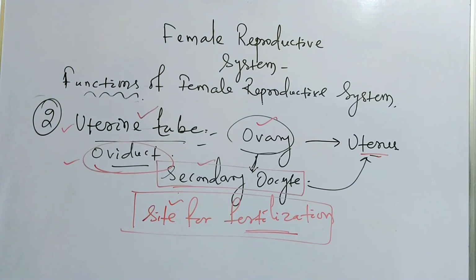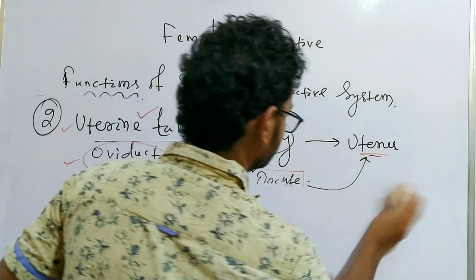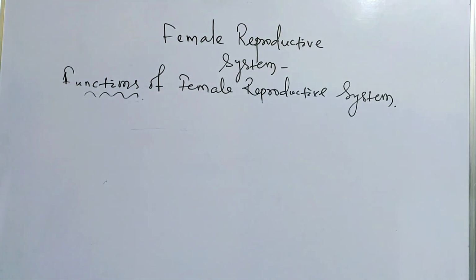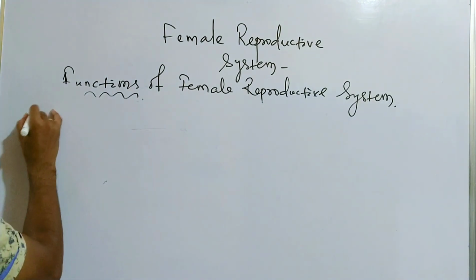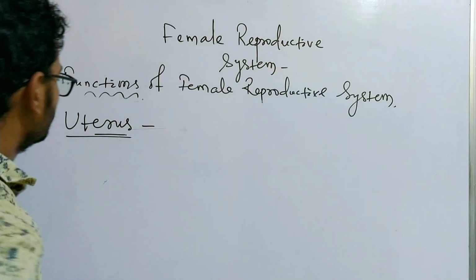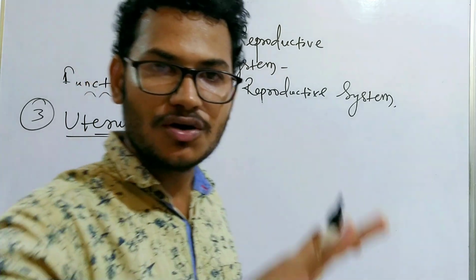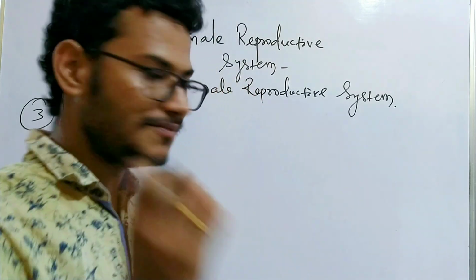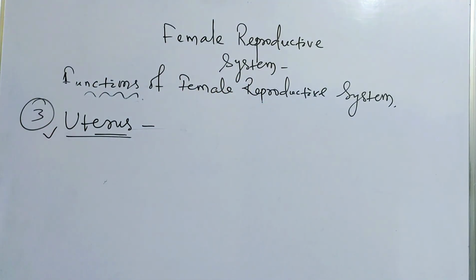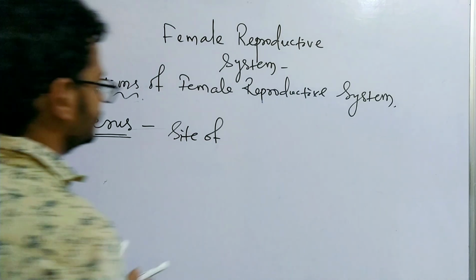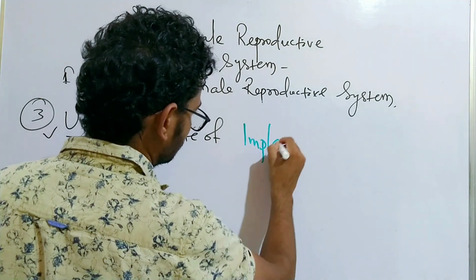Okay, so let's move on to the next part, which is the uterus. What is the role of the uterus? The third part and the most important part is the uterus. Why is it important? Because all the development after implantation of the developing zygote, the developing fetus, takes place in the uterus. So it is the site of implantation.